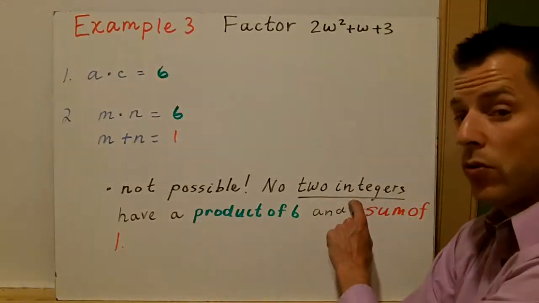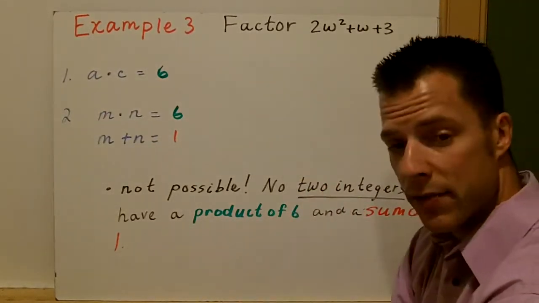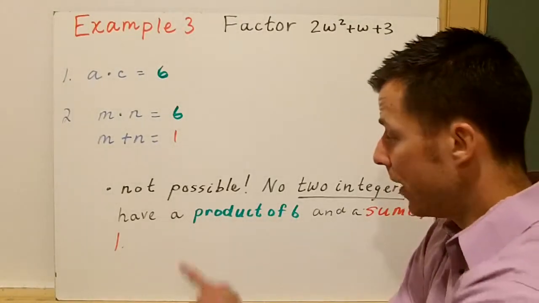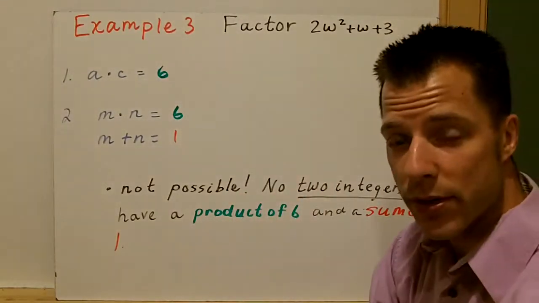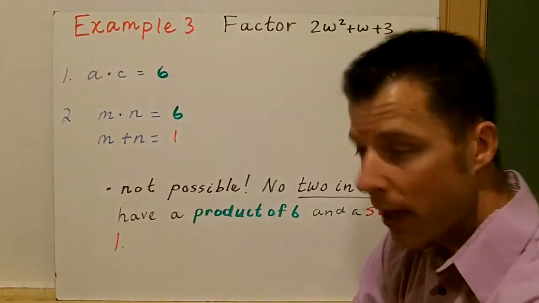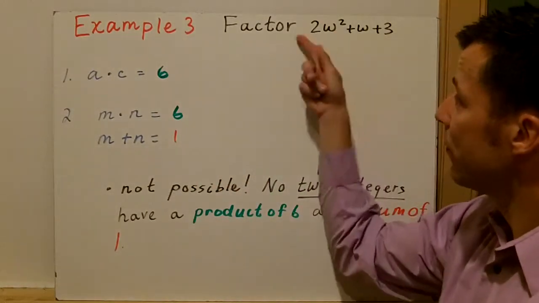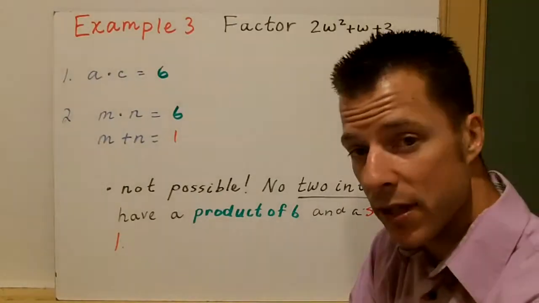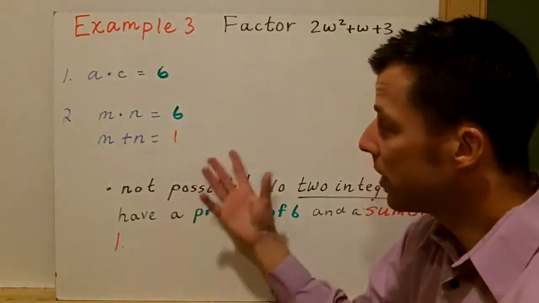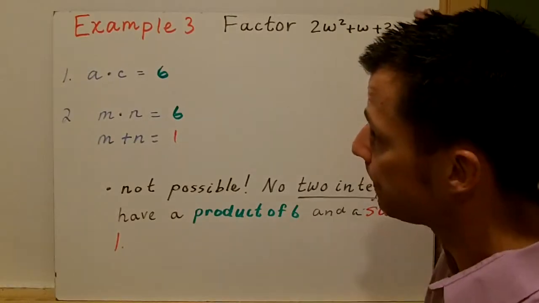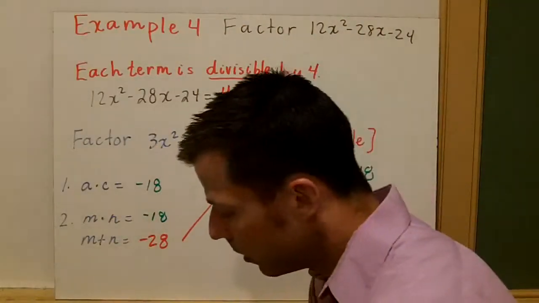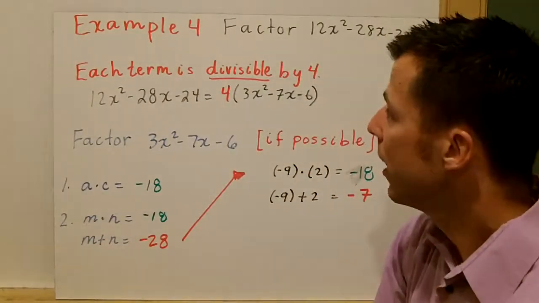Okay, that's the thing. No two integers are going to give us positive 6 when you multiply them together and a sum of 1. Okay, so this is what we would say is not factorable. It doesn't mean that this graph, if we graph 2w squared plus w plus 3, wouldn't have zeros. But it's just not factorable. Okay, so let's continue on and look at another problem.